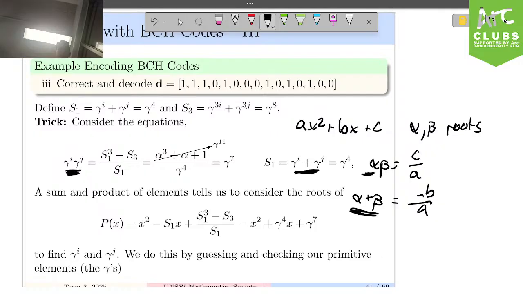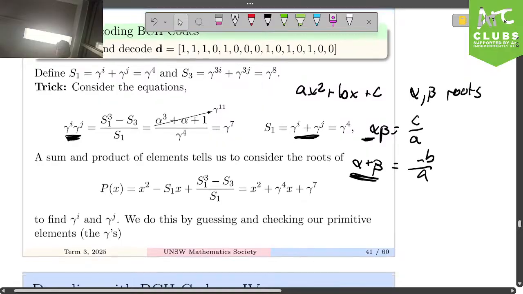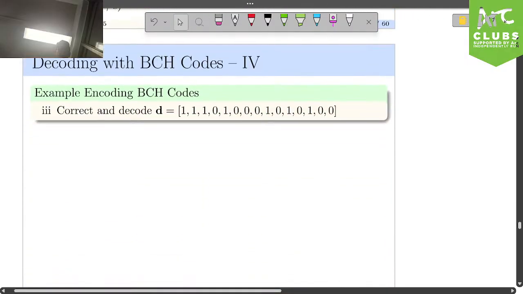Okay. So what we're doing is we're using this formula. And so now we just have to test this polynomial. What are the roots of this polynomial? That will be our gamma i and gamma j. Okay. And so we did test terms.